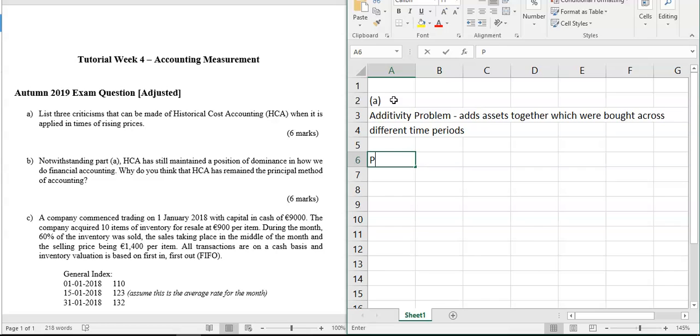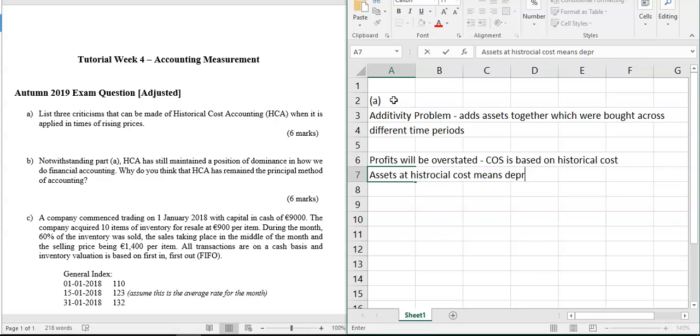So the next thing is that profits will be overstated. That's because cost of sales is based on historical cost. And also, having assets at historical cost means depreciation will be lower. Because if you're holding your assets at historical cost, depreciation is going to be lower. And it also means your cost of sales is going to be lower if you hold your inventory at historical cost. So your profits are effectively overstated.